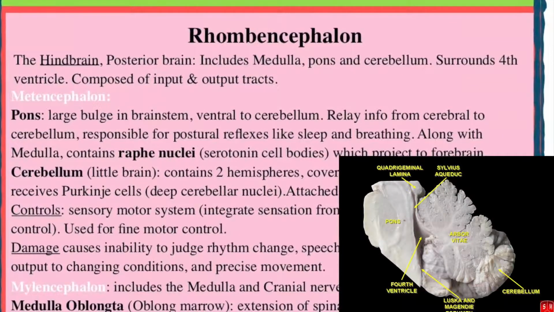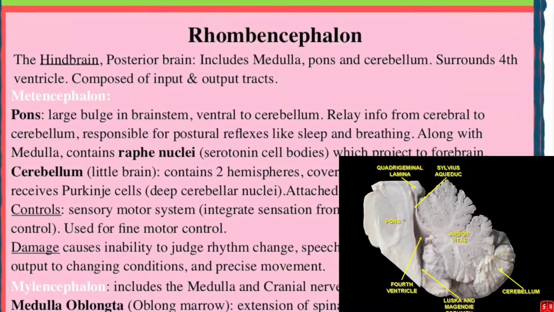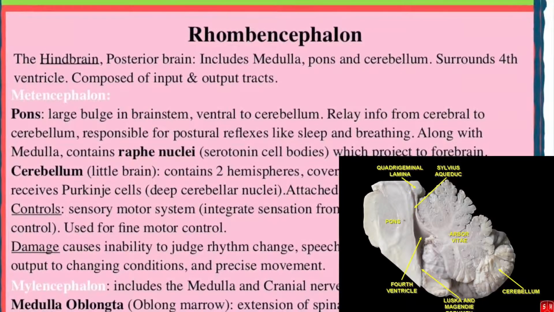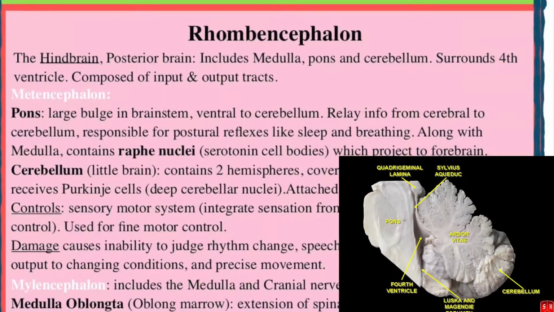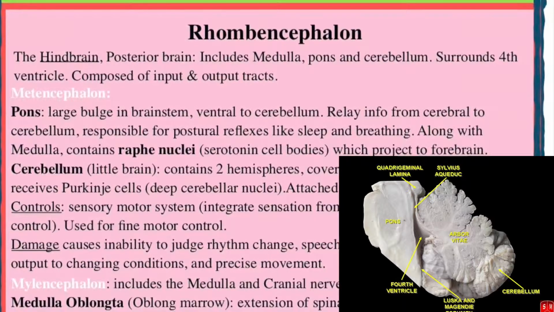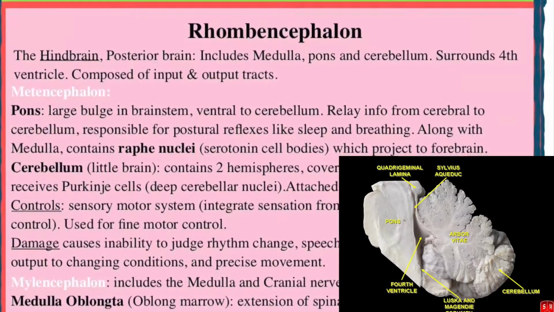This is the hindbrain, also known as the posterior brain, which includes the medulla, the pons, the cerebellum, and surrounds the fourth ventricle. It is composed of inputs and outputs and tracts. The Mesencephalon is a subregion of the Rhombencephalon, which houses the pons, the raphe nuclei, and the cerebellum.